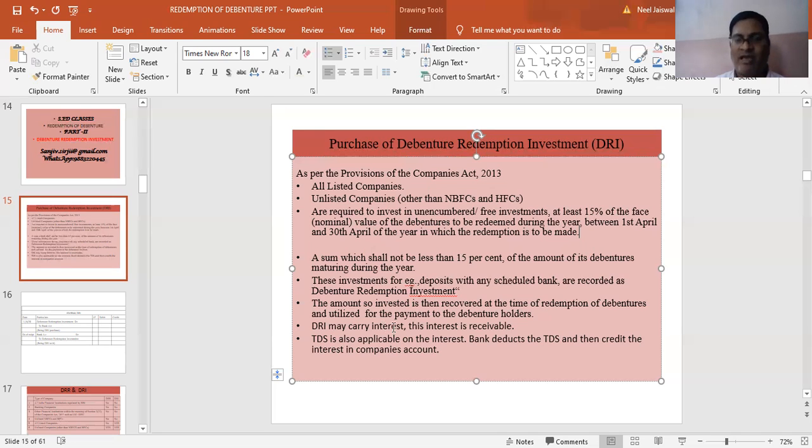Debenture redemption investment may carry interest, as these interests are receivable to the company. And remember, the bank will give the interest by deducting the TDS. Wherever the company makes the investments, like in scheduled banks, the bank will return the interest and the investment value by deducting the TDS, tax deducted at source. So we have to know the interest part, the TDS part, and how to create a DRI and which companies need to.